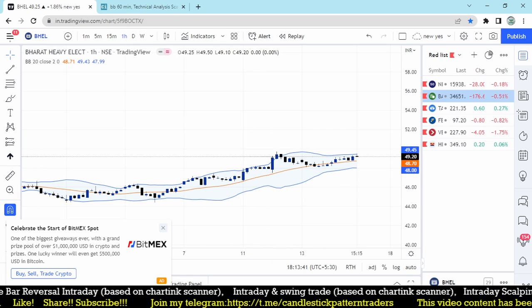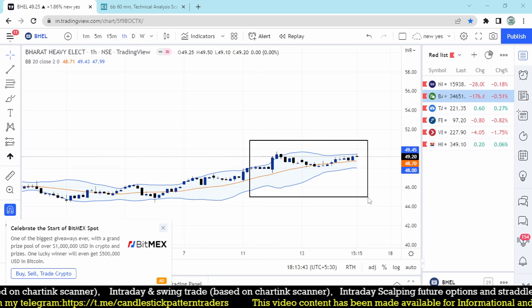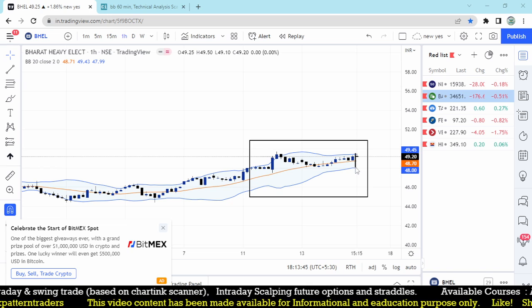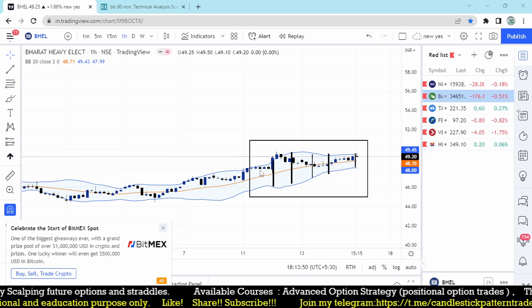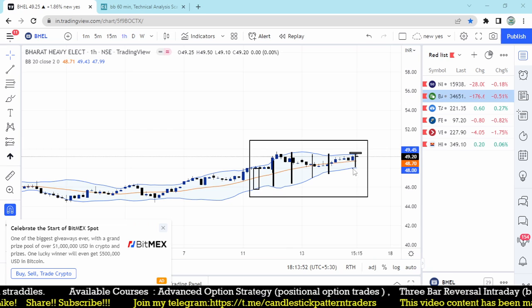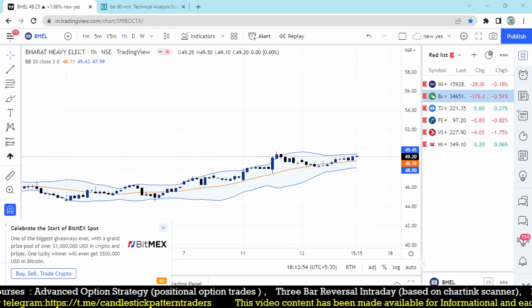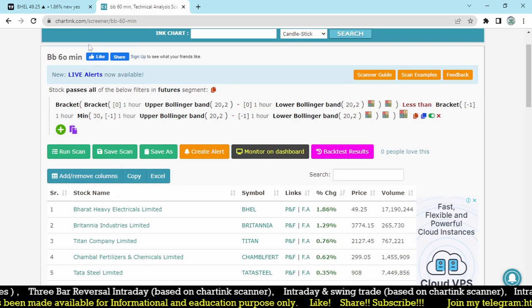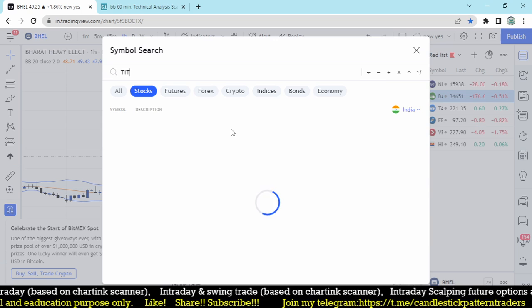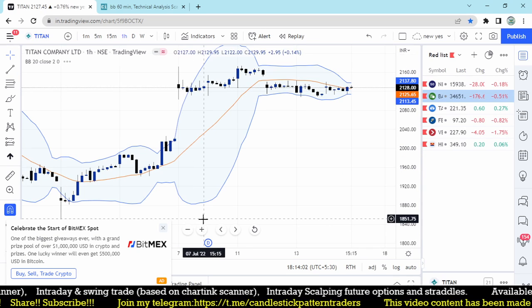Can you see the past 30 candles? If you check, this may be the least value. If you check some other areas, it is higher than that. So this should be the least value that it was finding. But we got a lot more stocks on the 60 minute time frame: Britannia, Titan, a lot of stocks. If you get a lot of stocks, there will be an issue to trade.